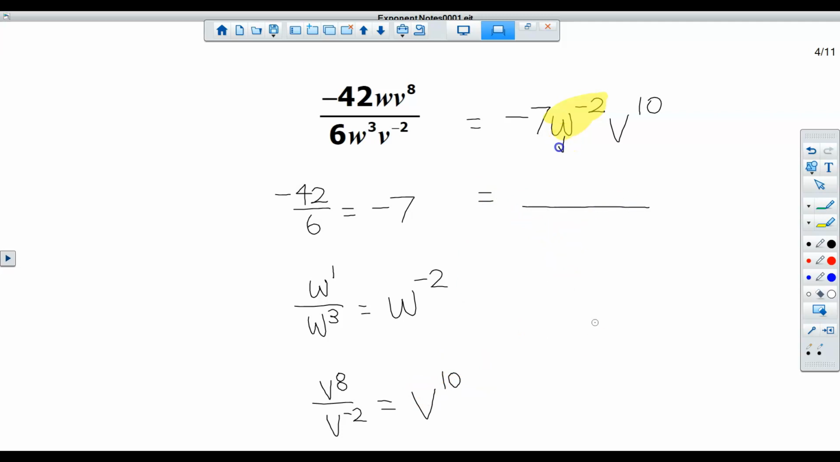Now that w to the negative 2 is going to drop to the bottom of the fraction, so you'll have w to the 2nd power down here. Notice he loses that negative when he drops to the bottom, but then the negative 7 and the v to the 10th will fill in the top. Now that negative 7, notice, is allowed to be negative because he is a coefficient and not an exponent. Coefficients can be negative. So there's an example that shows us what happens when we have those negative exponents.